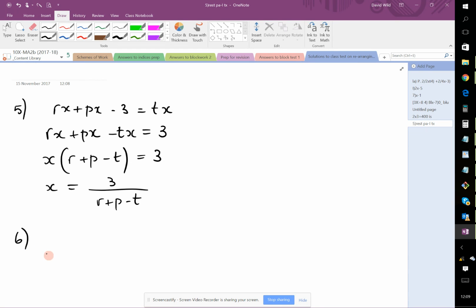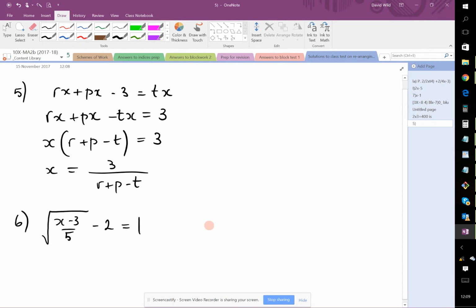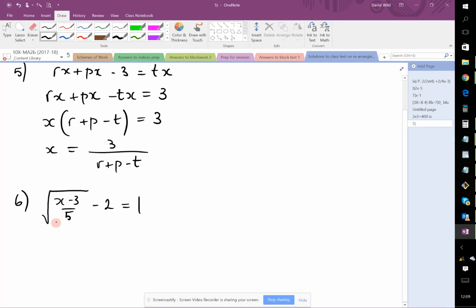Question 6. Square root of (x minus 3 over 5) minus 2 equals 1. Now what we don't want to do is to start squaring both sides. And let me tell you why. Because if we're using the construction, we start off with the x, and the first thing that we do is to subtract 3. Once we've got that x minus 3, we then divide by 5. Then we're going to square root everything that we've got so far. And then after that, we're going to subtract 2. So if we're going in reverse order, we don't square first, we add 2 to both sides first.